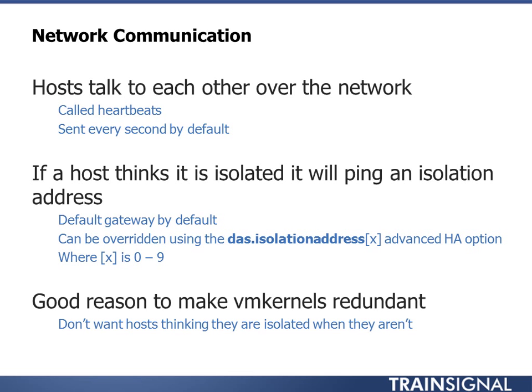It's a good reason to make VM kernels redundant. If your main management VM kernel only has one NIC plugged into it and the cable goes bad, or I walk by and trip over it, you don't want it to think it's isolated just because we unplugged that. So it's best to have redundant VM kernels. You should do that anyway, but I'm going to harp on it again here.